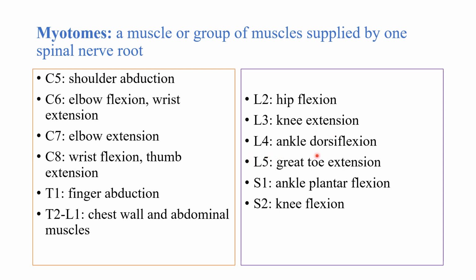L4 is helpful for ankle dorsiflexion. L5 for great toe extension. S1 for ankle plantar flexion, and S2 for knee flexion. These are the myotomes. These are the groups of muscles which function as a unit, and these are supplied by one spinal nerve root.